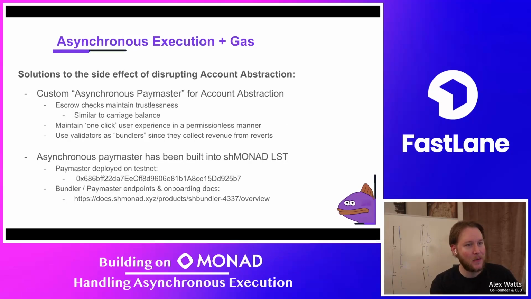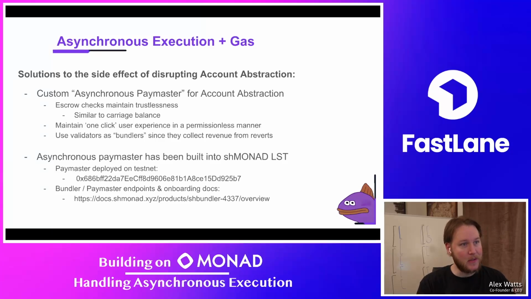The good news is that it was a foreseeable problem, and so Fastlane had a solution ready to go. We have built an asynchronous paymaster into our liquid staking token. This is already available live. If you are an app that is using account abstraction or something that is 4337 or similar, in order to deliver a one-click, smooth, bespoke user experience for your users, and you want a system that is already built around the changes that Monad has in order to maximize your overall flow and your users' experience, we've got it ready to go for you.